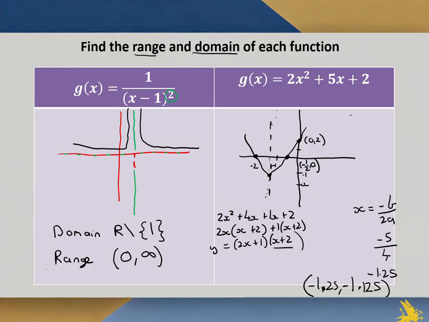So straight away now I'm able to write down my domain. My domain we already knew would be all real numbers, it's just my range. I know it can be equal to -1.25, comma, that will go up to infinity.